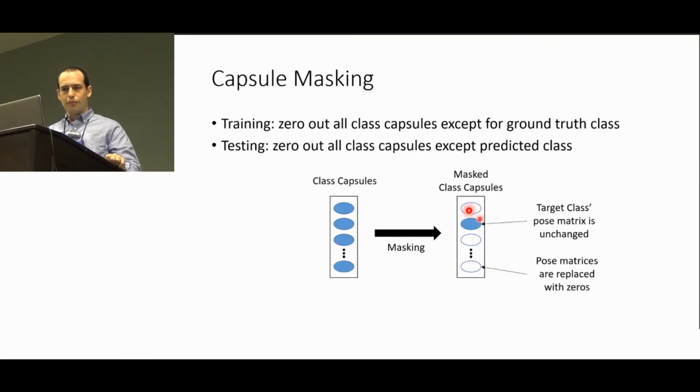The next thing is capsule masking, which I mentioned. Capsule masking is useful for regularizing the capsule network. During training time, basically all classes except the ground truth class are masked out, right, replaced by zeros. And during testing time, when we don't have the ground truth class, we use the predicted class, so the class with the highest activation, and we use that for the localization.